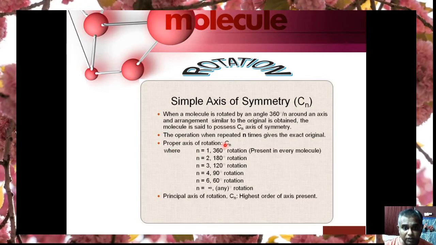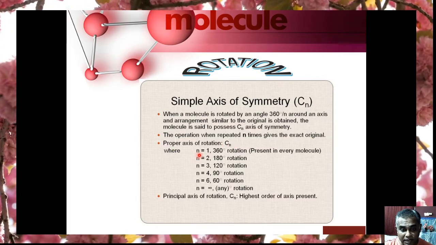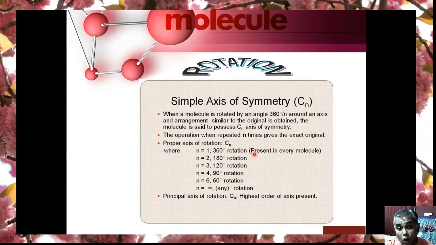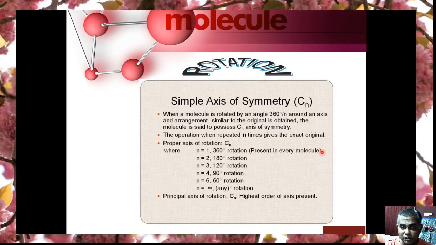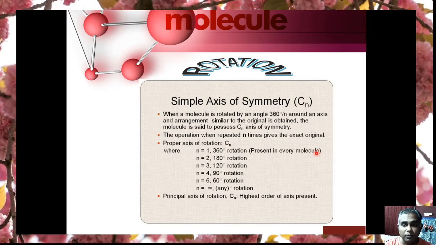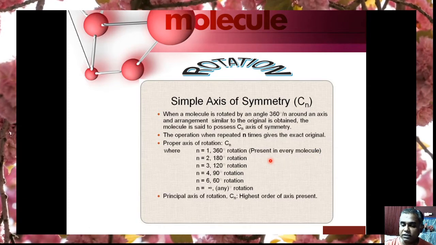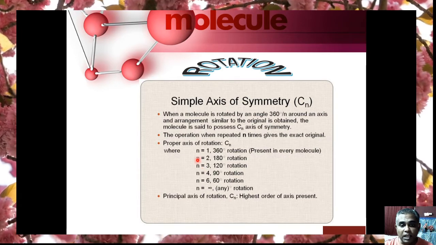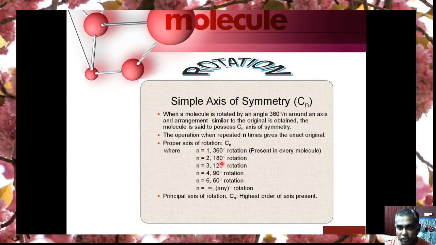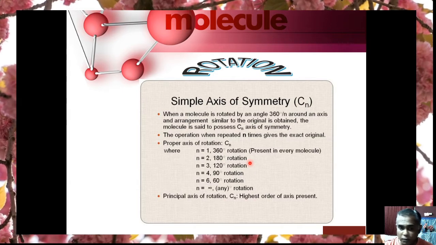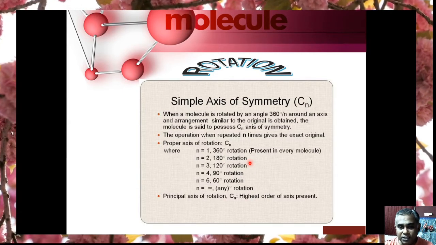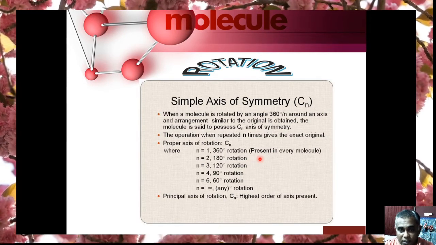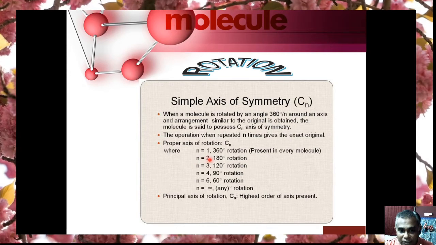Now, the proper axis of rotation Cn: n corresponds to 1 if you perform a 360 degree rotation. Please remember, all molecules will have this axis of symmetry, which is n equal to 1, because any molecule, if you rotate it by 360 degrees, you will end up with the same molecule. And if n is equal to 2, then the molecule has a 180 degree rotation. In other words, if you rotate the molecule 180 degrees and you get the exact replica of the starting molecule, then the molecule is said to possess C2 symmetry.